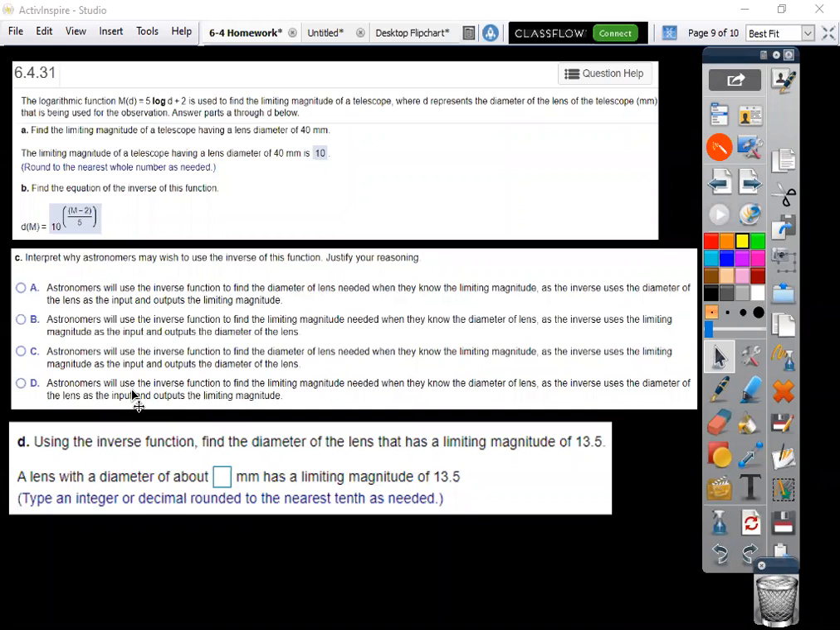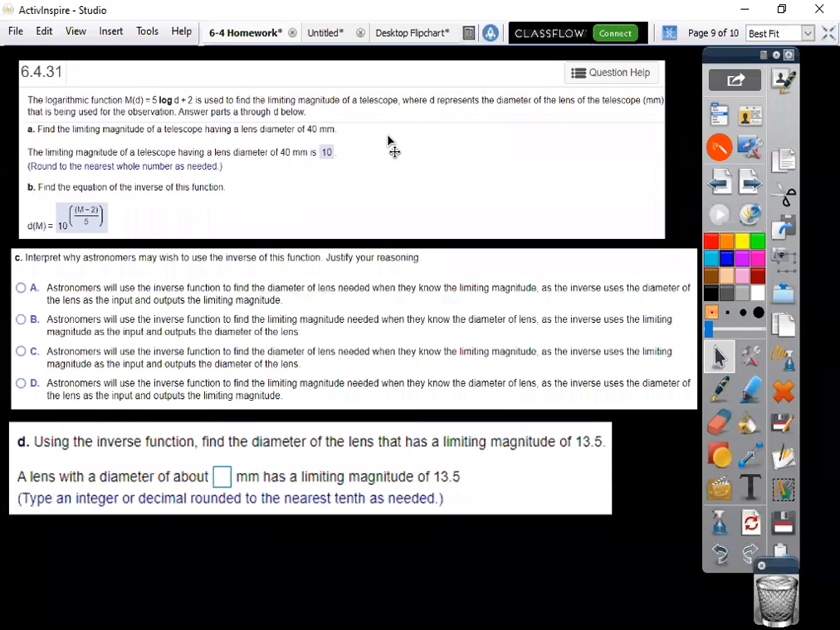Okay, problem 6.4.31. I realized that font is really little when I had to snip it out of the Savas work and paste it in here. So it says the logarithmic function m of d equals 5 log, and there's no base, so that implies that it's 10, of d plus 2. Remember, this 2 is outside, so the log is just of this d part. I like to put parentheses in there to help me emphasize that.